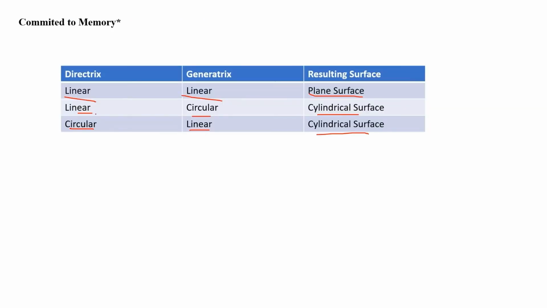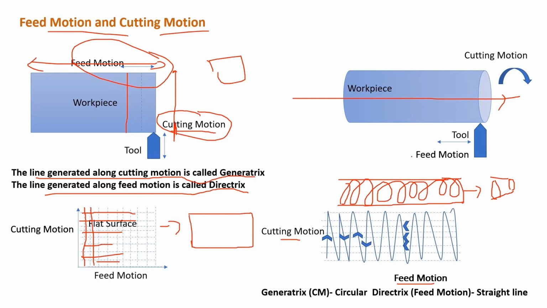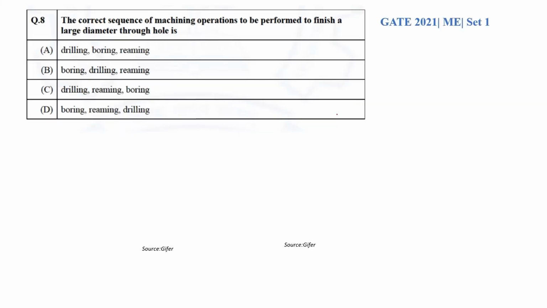So here is the case. In this case, the directrix is linear. By directrix I mean the line which is generated along the feed motion, like this. And our generatrix is circular. So the resulting surface would be the cylindrical surface.